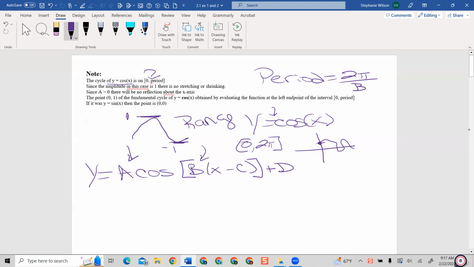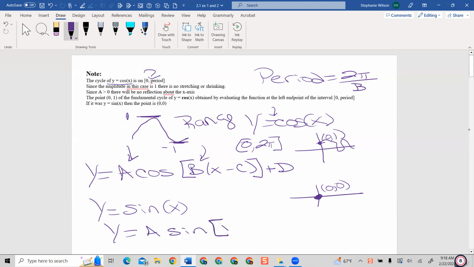Now let's talk about sine. Whenever I talk about the sine of x and we plot it, it actually starts the beginning of the cycle at the ordered pair (0, 0). So there is a difference in where they start their cycle, but everything else is going to affect it the same way.